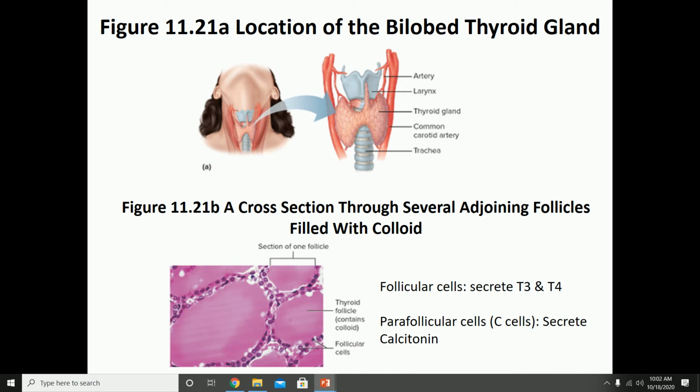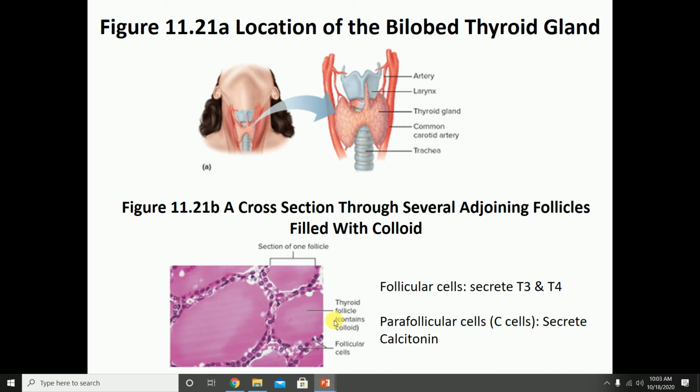And then scattered in between these follicular cells, we have what are known as parafollicular cells, also nicknamed C cells, and those secrete calcitonin. Calcitonin is related to the homeostasis of calcium, and we'll talk about that towards the end of the chapter. So again, your follicular cells secrete T3 and T4, which are the two different kinds of thyroid hormones, while your parafollicular cells secrete calcitonin.